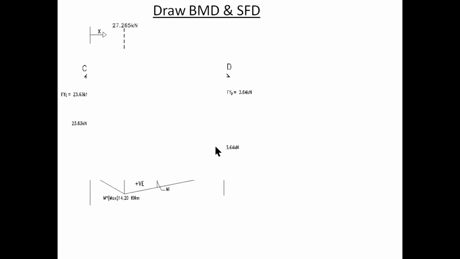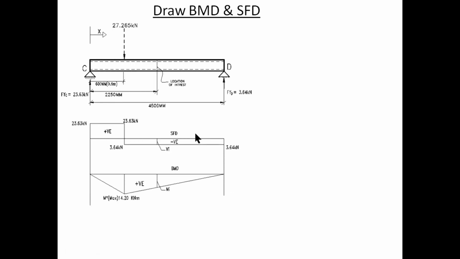Okay, now it's time to draw the lovely shear force and bending moment diagrams. Let's start with the shear force first, and we usually start from left to right. So we go up 23.63 kilonewton, then go right until you meet the point load, then we go down a magnitude of 27.265, which leaves us with about 3.64 kilonewton, just below the beam. Then we keep going right until we are at the roller support and finish up at 3.64 kilonewton.